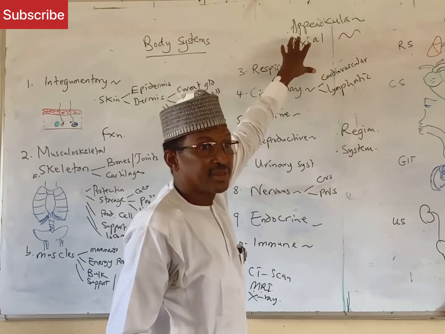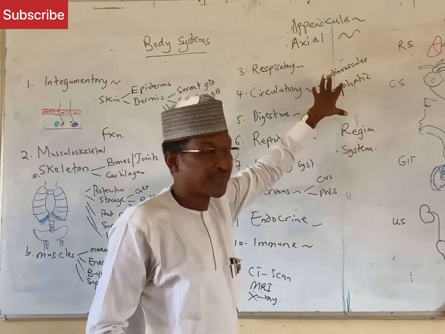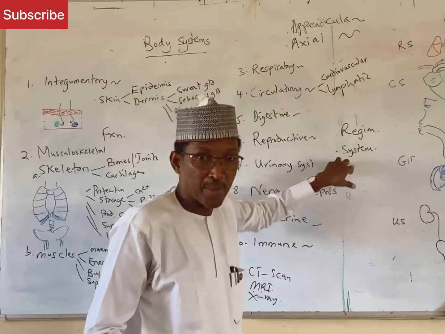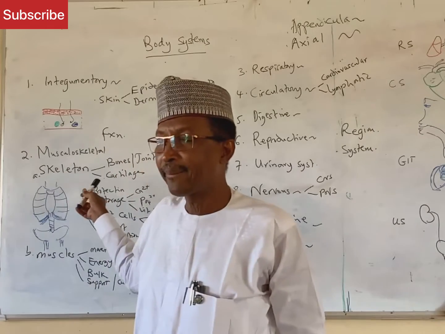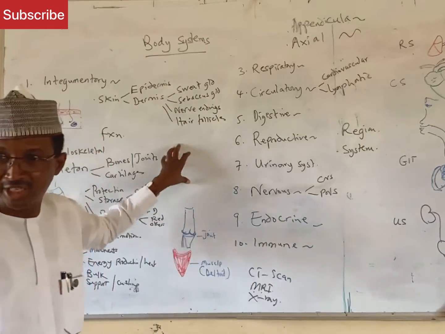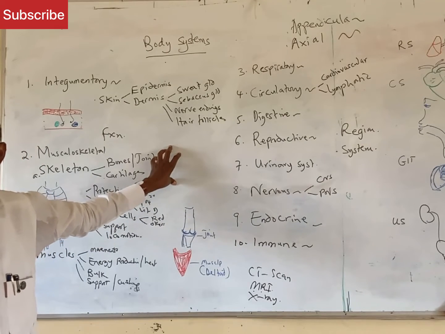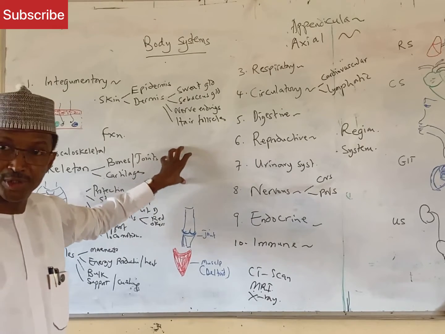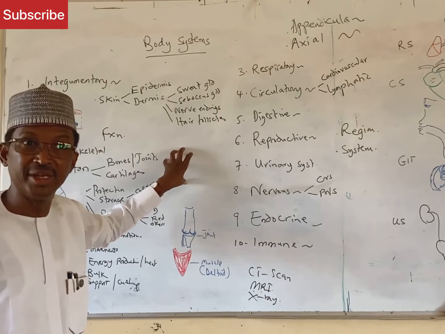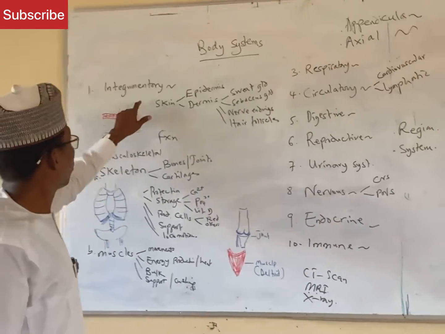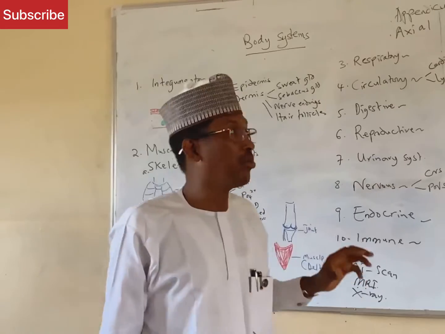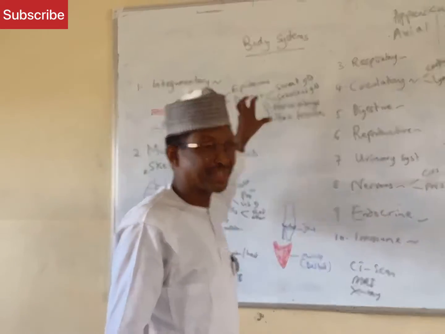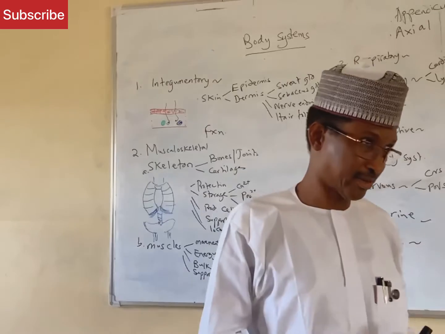Now we've seen the regional approach. The systemic approach is teaching anatomy by system. We have about a dozen systems in the human body. The first one is what we call the integumentary system. The integumentary system is nothing but the skin and its allied structures.